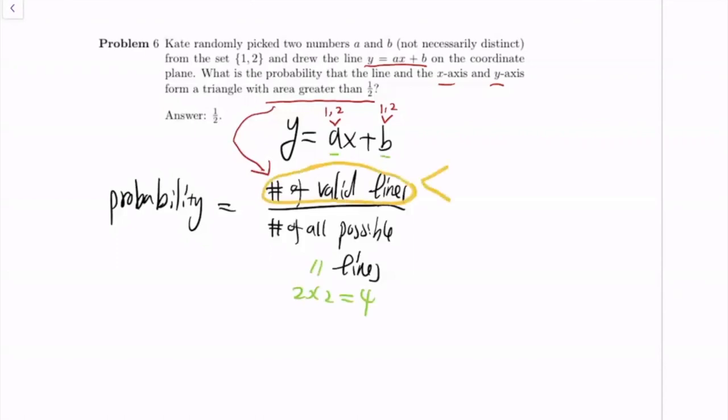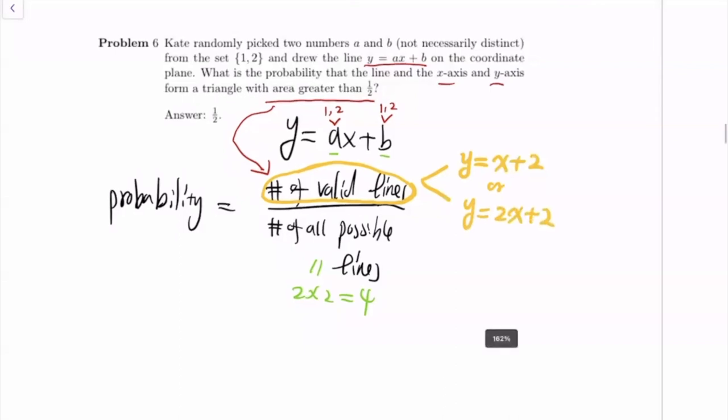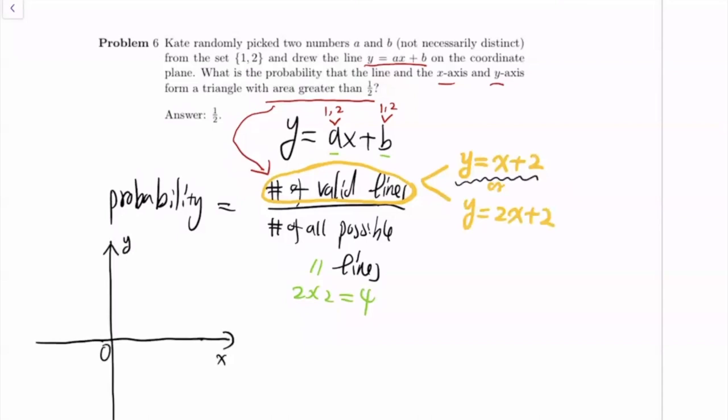And this you can check. We have two options. One is y equals x plus 2, and the other is y equals 2x plus 2. Now, for these two lines, we have the area greater than 1/2. Let's check that. If we draw this xy coordinate, this is x and this is y, and this is the origin. Let's look at the line y equals x plus 2, which is right here.